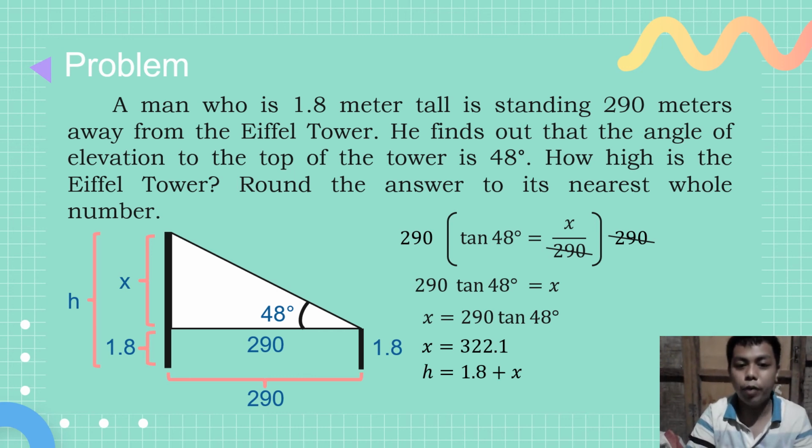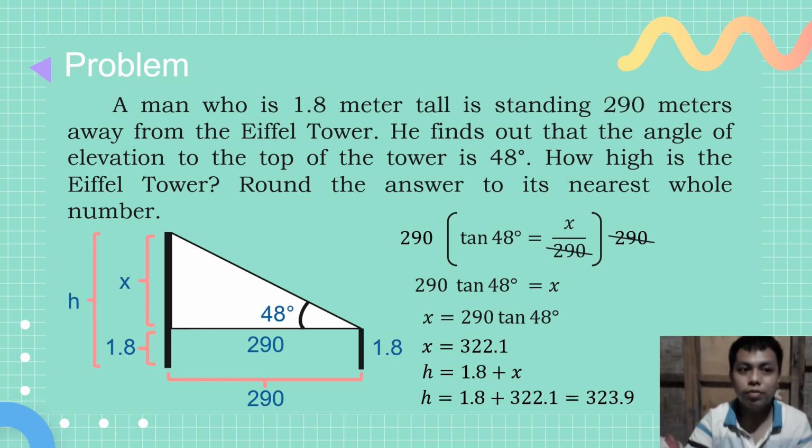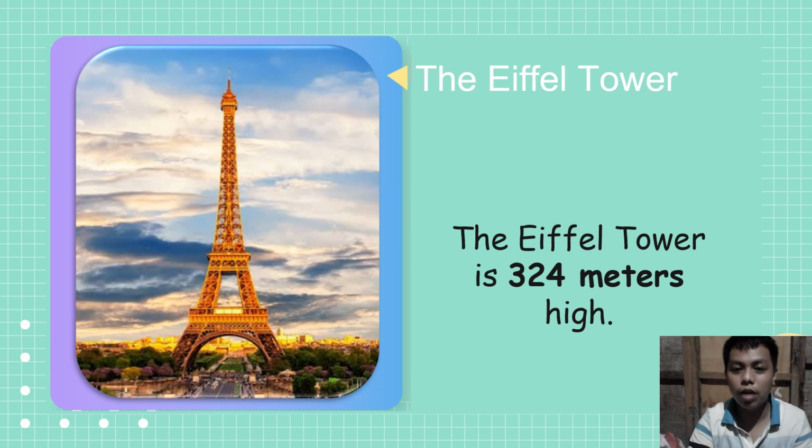H is 1.8 plus x. H is 1.8 plus 322.1, since that is the value of x, which is equal to 323.9. So, how high is the Eiffel Tower? The Eiffel Tower is 324 meters high. Did you get the correct answer? Excellent!